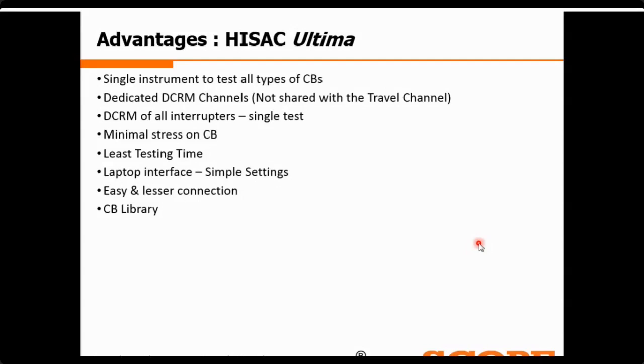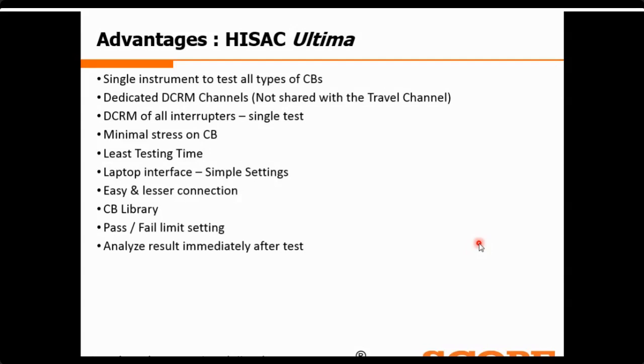So for example, today I am testing one definite circuit breaker. After 6 months, when I am testing the same circuit breaker, I don't need to put all those values here, because in my circuit breaker library, these inputs are already saved. That is the importance of the circuit breaker library feature in our software. Additionally, you can also do the pass-fail limit setting here as per your standard.